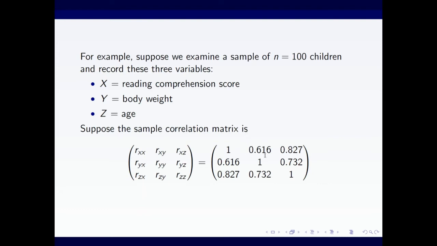So the sample correlation between x and y is 0.616, the sample correlation of x and z is 0.827, and the sample correlation between y and z is 0.732. And if you take a transpose of each term, they are the same. For example, rxy is equal to ryx, so we have the same value on the ryx part.